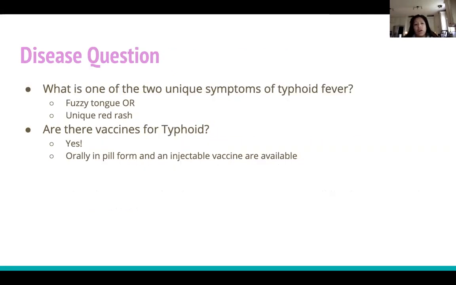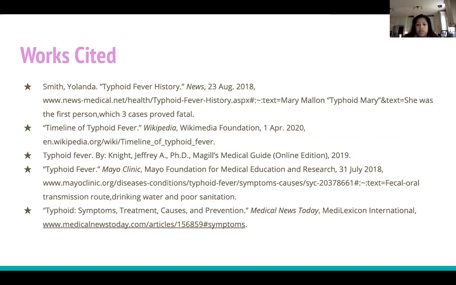And then our 2 disease questions. What is one of the 2 unique symptoms of typhoid fever? That would be either the fuzzy tongue or the unique red rash. And then, are there vaccines for typhoid? Yes, you can take it either orally or there's an injectable. And then here's our works cited.